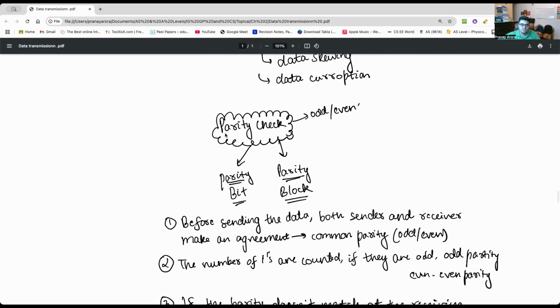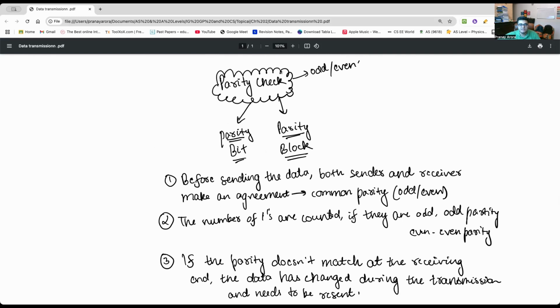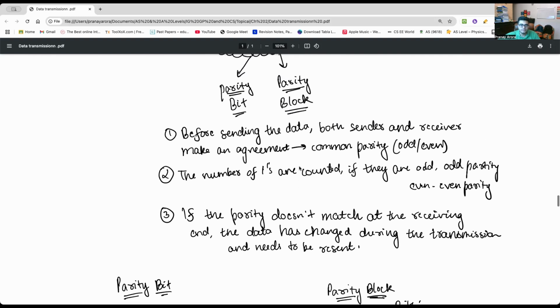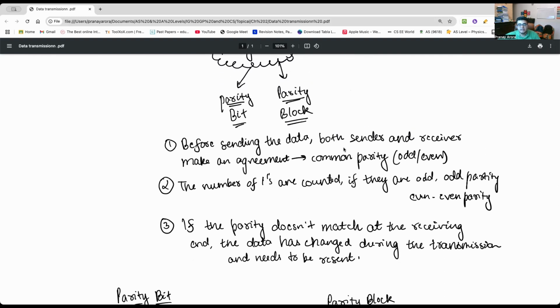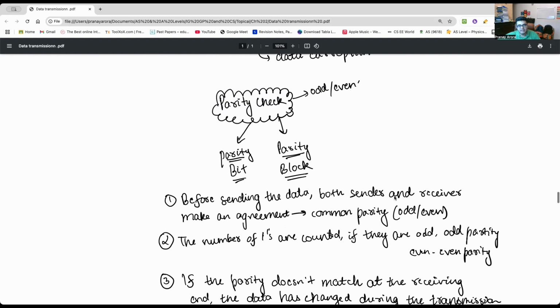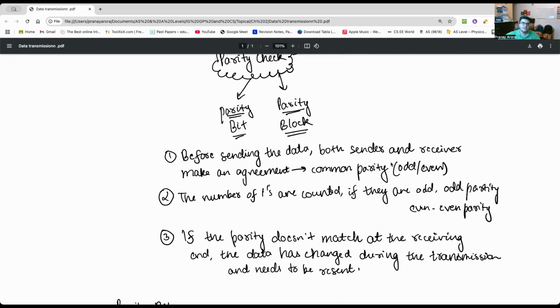The first kind of check that we need to understand is the parity check. This is also called the odd-even check. There are two types of parity checks: we have a parity bit and we have a parity block. Before sending the data, both the sender and the receiver make an agreement. A parity can be of two types, odd and even. So both sender and receiver will agree that this time the parity will be odd, or this time the parity will be even.